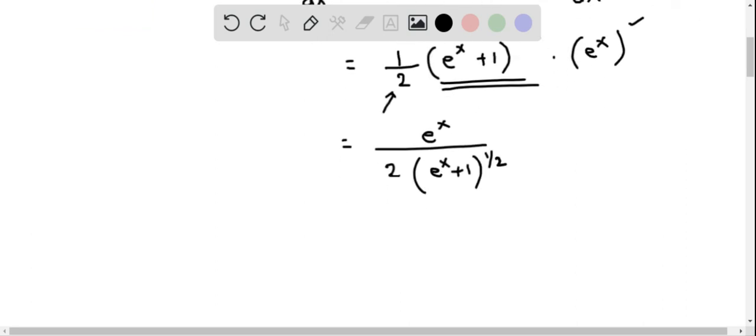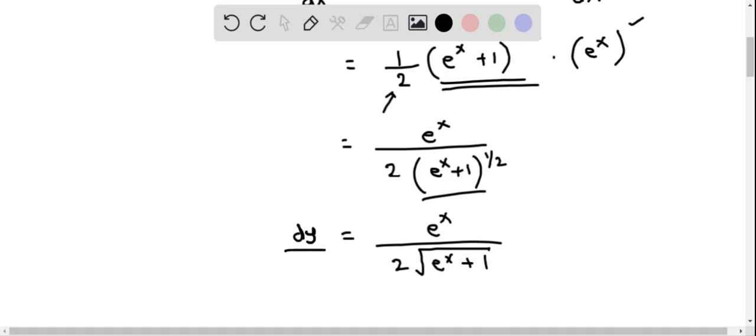Now this can be written in terms of radicals, that is e^x divided by 2 times, we write this in terms of square root, because (e^x + 1) raised to the power of 1/2, we write this under the root of e^x + 1. And so this is the derivative of y, that is dy/dx.